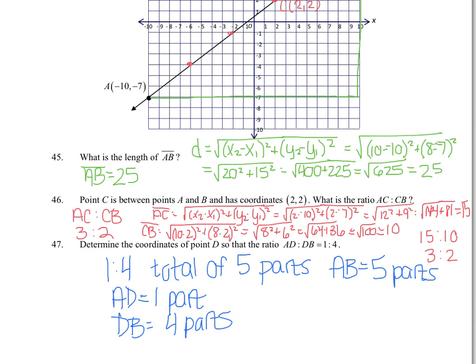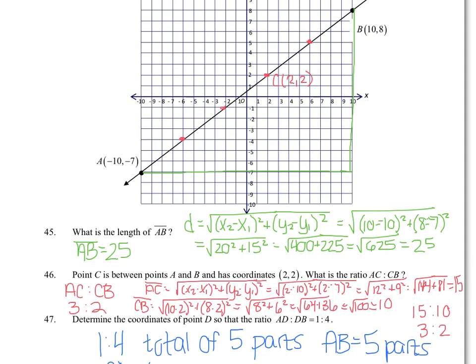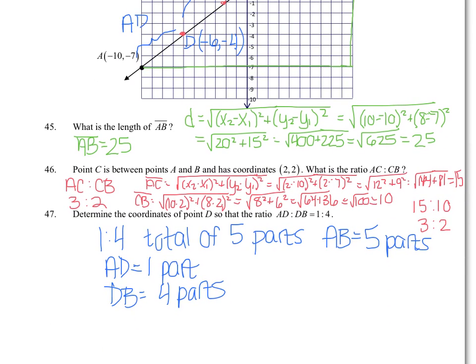Well, since we already divided the line into parts, and we can see it's 1, 2, 3, 4, 5 parts, what we really want is this to be A to D, and this to be D to B. This breaks it into 1 to 4. If that's true, then this will be D, which is going to be at the point -6, -4. So my coordinates for point D is going to be -6, -4.